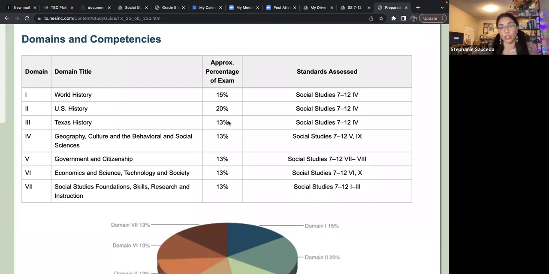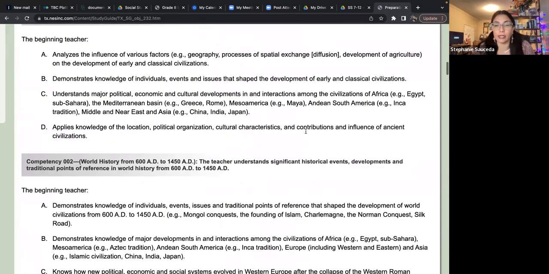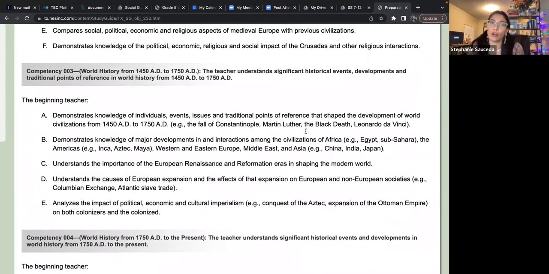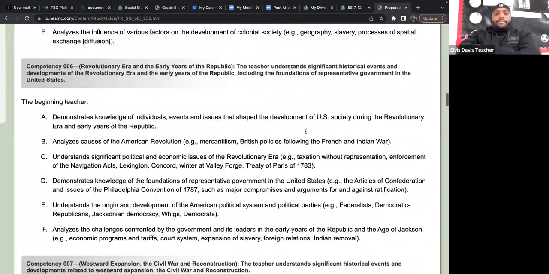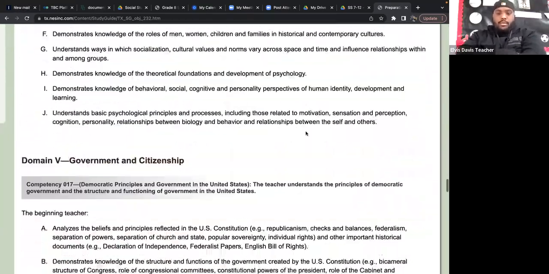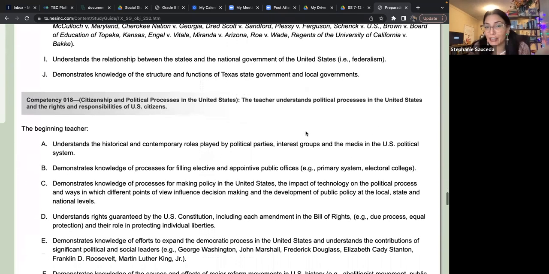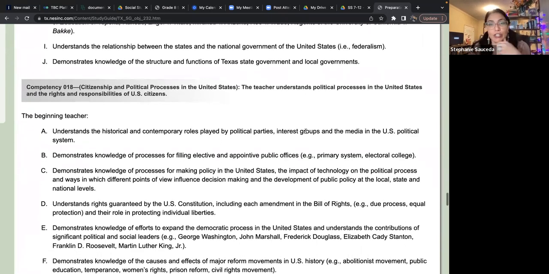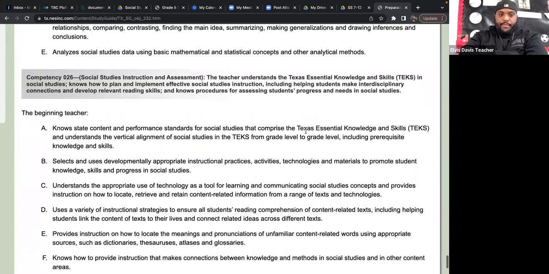And so if you just continue with that and really focus in on those areas of need. Here you have your competencies, and we'll go down to the bottom of it. Again, your competencies are just your standards and the TEKS reconfigured together for the exam.